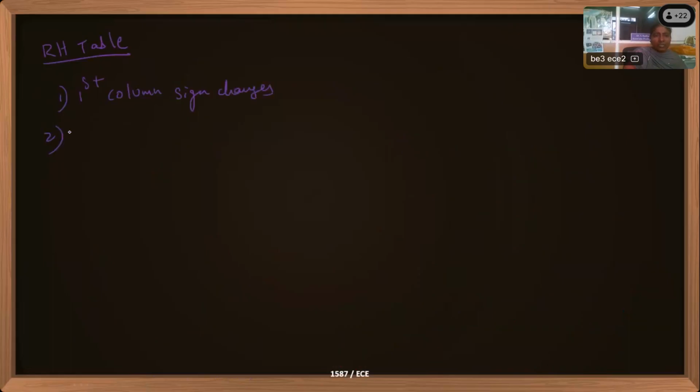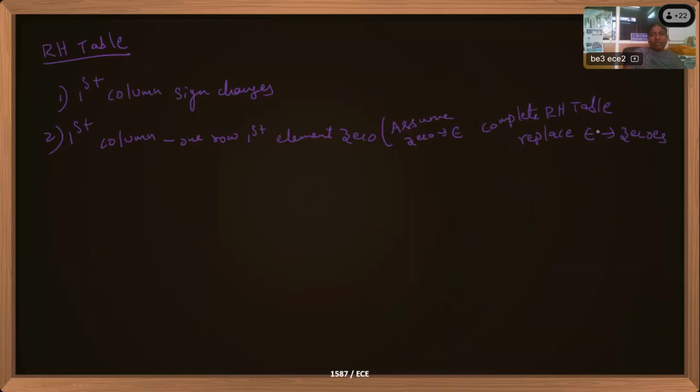Second case: in the first column, only the first element of one of the rows is 0. If it is 0, the denominator in the calculation will be 0 and we cannot do anything. So assume that 0 is a small constant epsilon. Then complete the RH table. Once the RH table is complete, replace all epsilon with zero again. Then decide how many sign changes are in the first column.